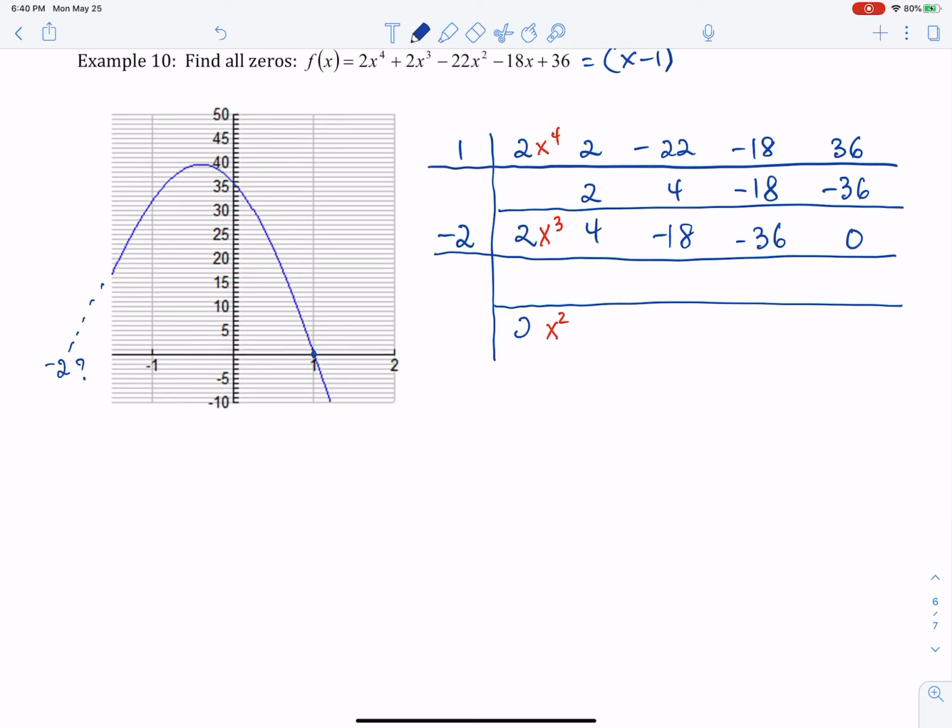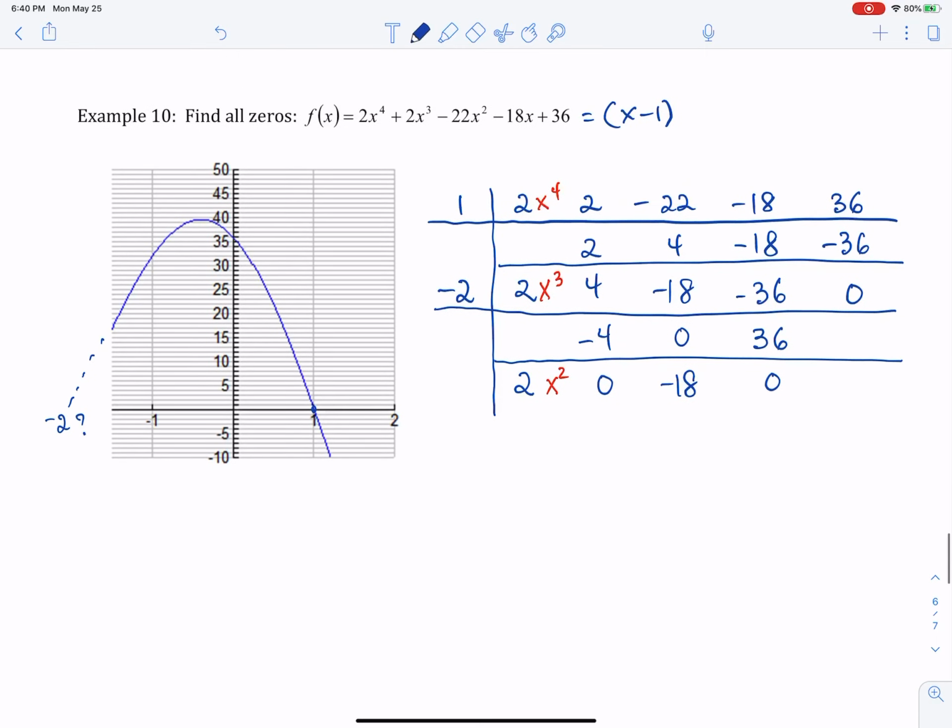So bring the 2 down. Negative 2 times 2 is negative 4. 4 minus 4 is 0. 0 times negative 2, then negative 18. Negative 2 times negative 18 is positive 36. And it does turn out to be 0. So it looks like the next factor here is going to be x plus 2. And the remaining would be 2x squared minus 18.